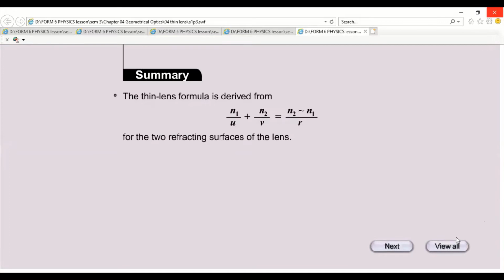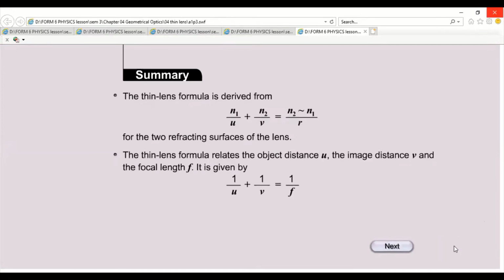As a conclusion, we can conclude that the thin lens formula is derived from N1 over U plus N2 over V equal to N2 minus N1 over R for the two refracting surfaces of the lens. So this formula is equal to the formula for refraction by the curved surface. Next, the thin lens formula relates the object distance U, the image distance V, and the focal length F, and is given by 1 over U plus 1 over V equal to 1 over F. This is the lens formula.